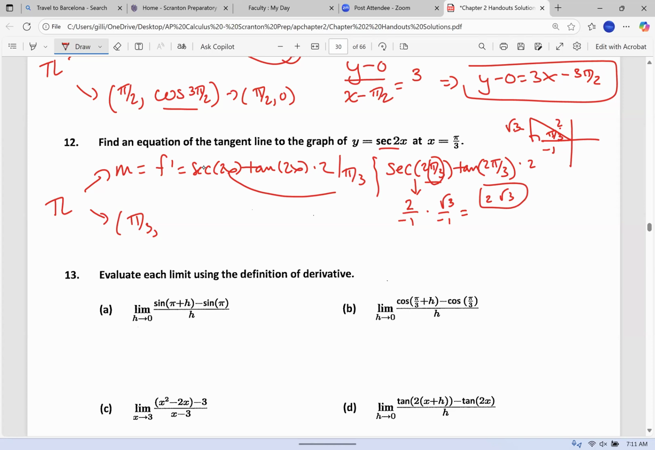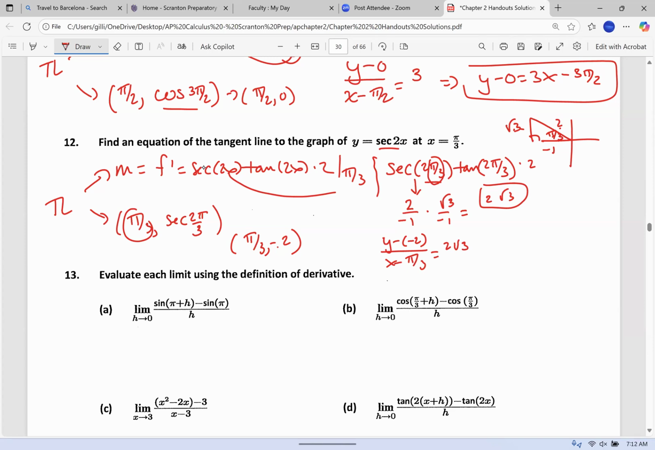Now for this y value, when I substitute that in, it's the secant of 2 pi over 3, which I already have. So I don't have to redo anything. So it's just going to be negative 2 because it's 2 over negative 1. So my ordered pair is pi over 3, comma, negative 2, right? So I got my slope, I got my point. What's the setup going to be? y minus a negative 2 over x minus pi over 3 equals my slope.